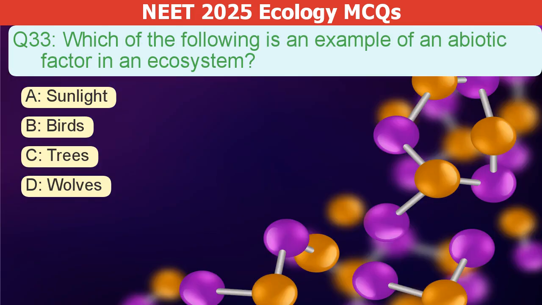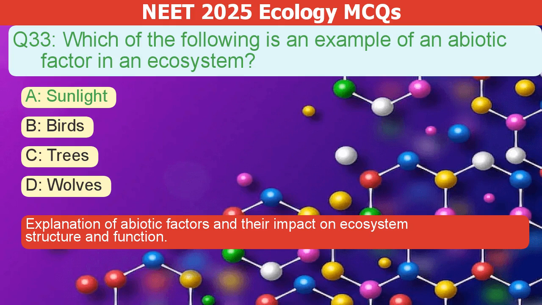Which of the following is an example of an abiotic factor in an ecosystem? A. Sunlight. B. Birds. C. Trees. D. Wolves. The correct answer is A. Explanation of abiotic factors and their impact on ecosystem structure and function.